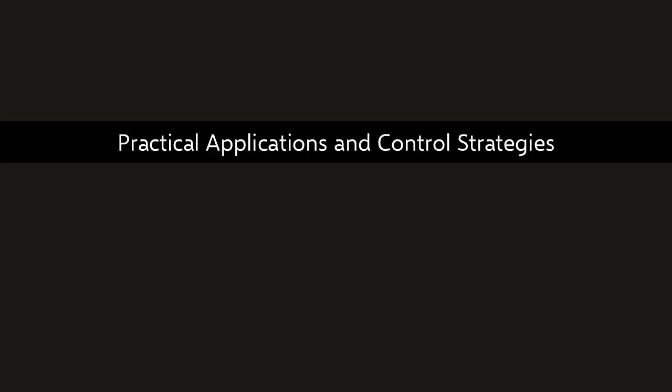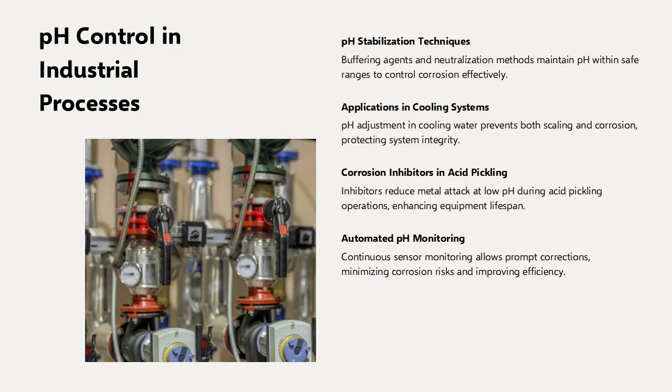pH control in industrial processes, material selection, and protective measures. Maintaining optimal pH levels in chemical processes is a primary strategy for controlling corrosion. Industries use buffering agents, neutralization techniques, and automated pH monitoring systems to stabilize pH within safe ranges. For example, in cooling water systems, pH is adjusted to prevent scaling and corrosion simultaneously.